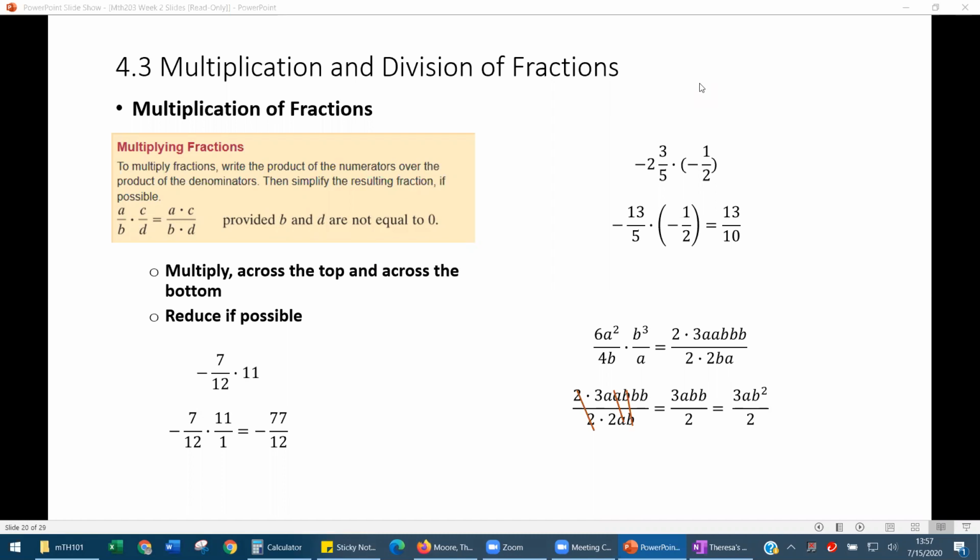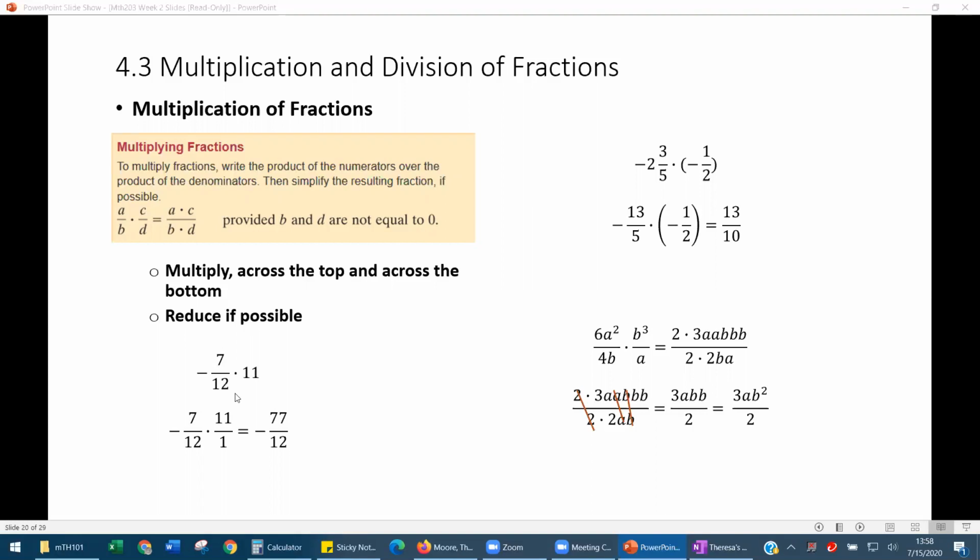So one thing I will say is write out the multiplication before you actually multiply. This way you can do some reducing before you even multiply, and it will save you reducing at the end, and it'll make your numbers smaller.